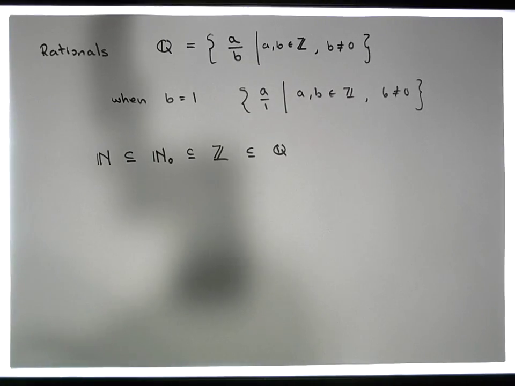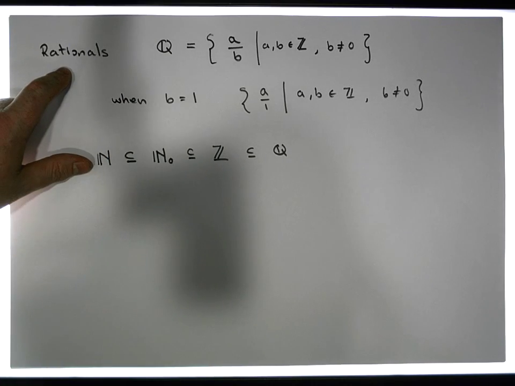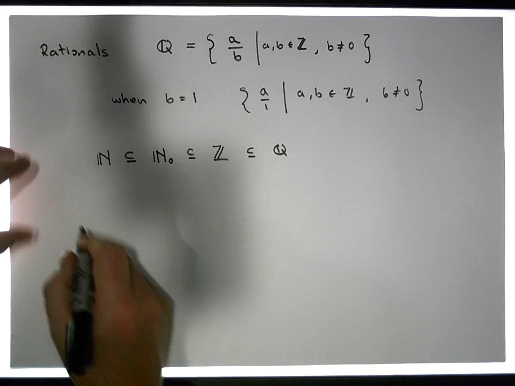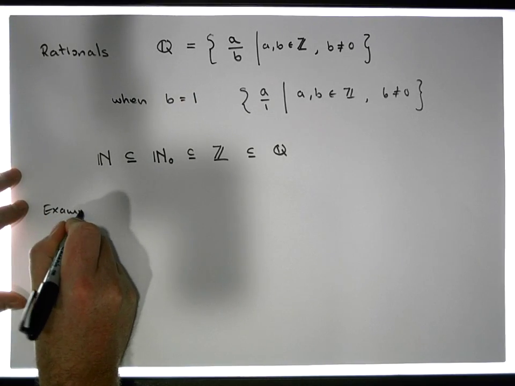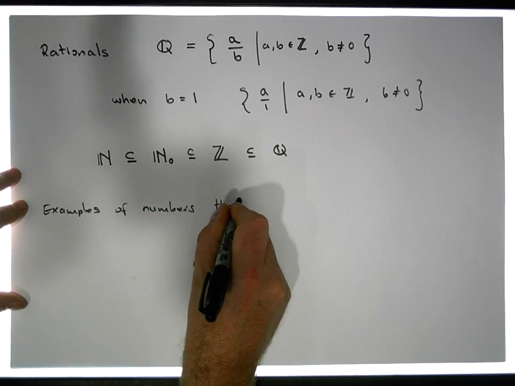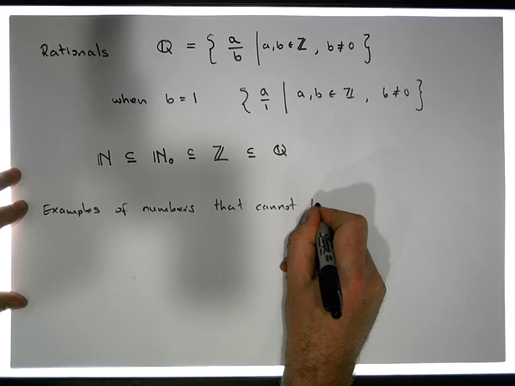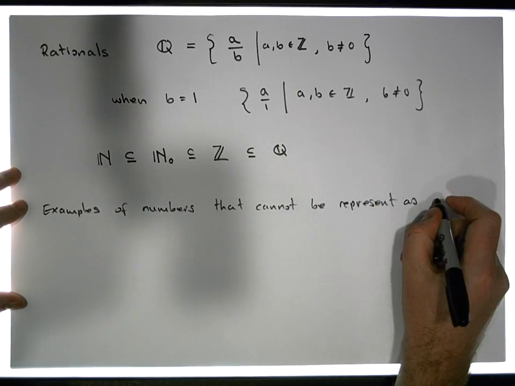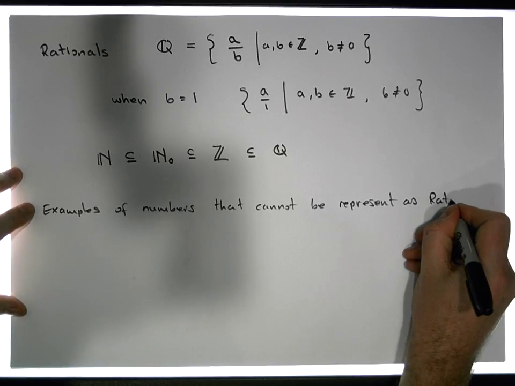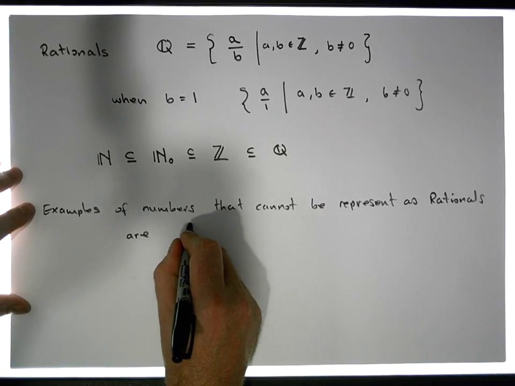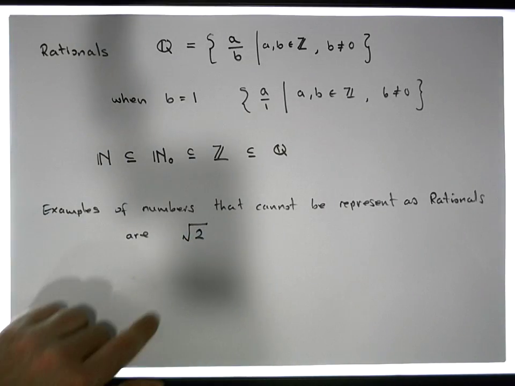Okay, now I have another video that actually shows that there is a set of numbers bigger than the rationals, okay? There are some numbers out there that we cannot represent as a fraction, okay? Some examples of numbers that cannot be represented as rationals, fractions, are things like the square root of 2, okay. That's something that can't be represented as a rational.